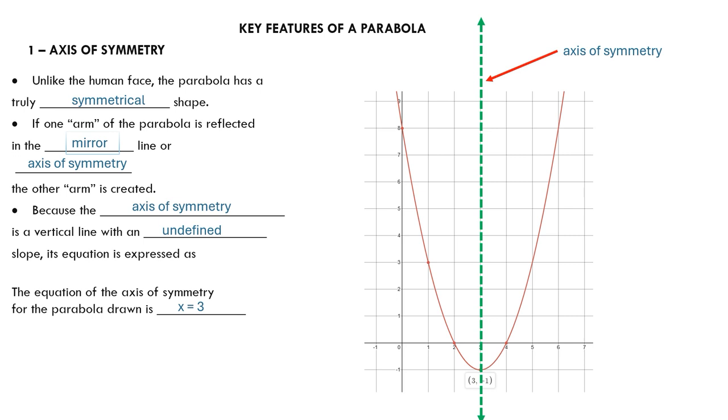Unlike the human face, the parabola has a truly symmetrical shape. Again, it's symmetrical on either side of the axis of symmetry. If one arm of the parabola is reflected in the mirror line, or the axis of symmetry, the other arm is created. So here we have one arm, and it is reflected in the axis of symmetry.